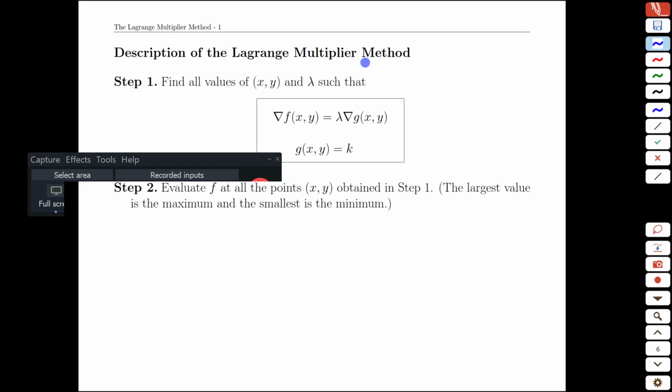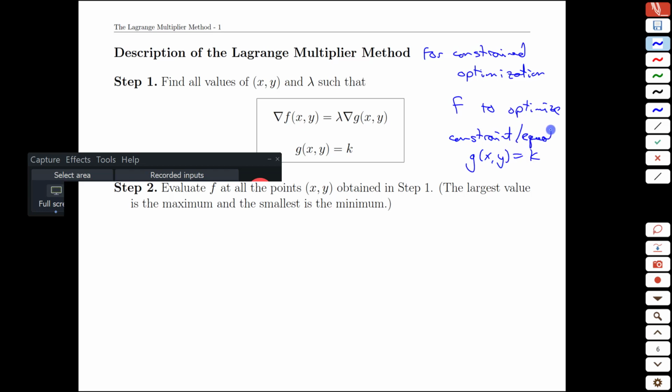In this video, we formalize the mathematics of the Lagrange multiplier method for constrained optimization. So it's important to always keep in mind what the task is for these methods. If we have a function we want to optimize, and we have a constraint, g of x y equals some number, so an equation that limits our choice of x and y, then that is a constrained optimization problem. We can then try to see if the Lagrange multiplier method is going to be a way to help us solve for those optimum points of our function.